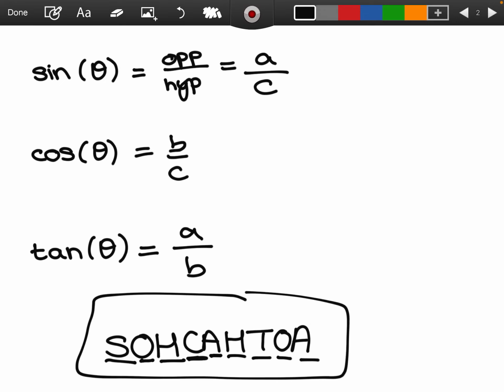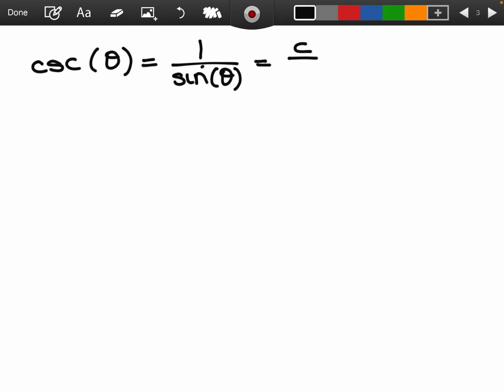You can also go ahead and find the reciprocals of each of these. Sine, cosine and tangent have reciprocals, and I want to go ahead and look at those. The first one is cosecant of theta. Cosecant is just the reciprocal of sine of the angle. So in our case here, to find cosecant of the angle, it's just the reciprocal of the fraction A over C. It will be C over A. So cosecant is the reciprocal of sine.